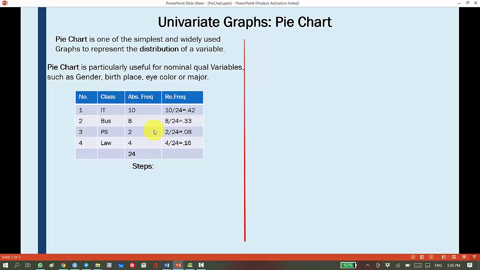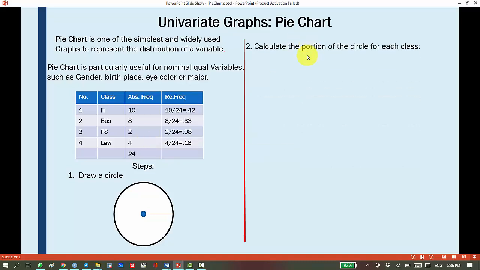In order to sketch the pie graph of the major of the students, we first draw a circle. Second, we calculate the portion of the circle for each class. In other words, we have the perimeter of the circle, which is 360 degrees. We need to calculate how many of those degrees go to IT and how many go to business, political science, and law. For that, we use, of course, the proportion.